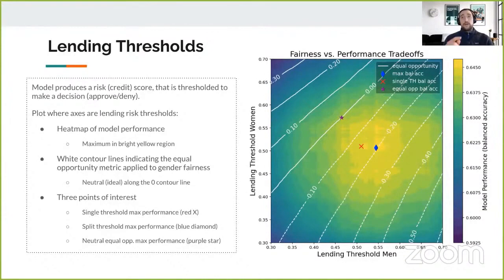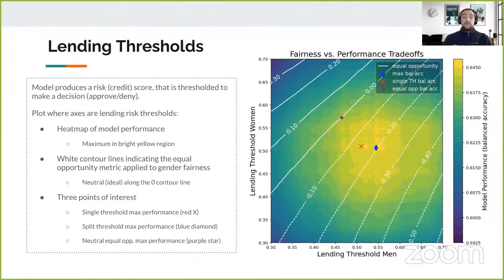There are really three points of interest that I want to highlight here. The first is the red X, which shows the point of maximum performance subject to using the same lending risk threshold for both men and for women. This is likely where most credit scoring models would aim to be operated if there has been no explicit fairness considerations. The blue diamond shows the maximum performance we can get from the model if we are allowed to use different risk thresholds for men and for women. Finally, the purple star indicates max performance subject to neutral equal opportunity, so sitting on that zero contour line.